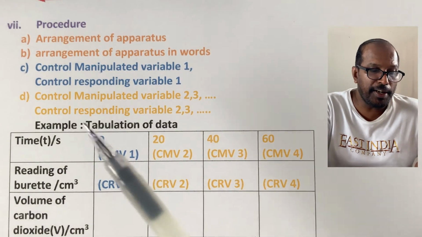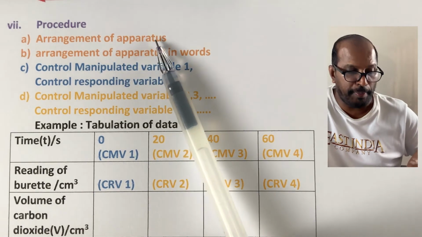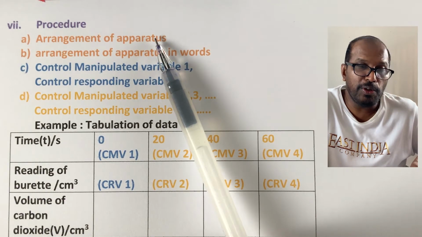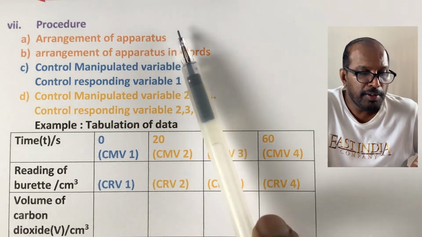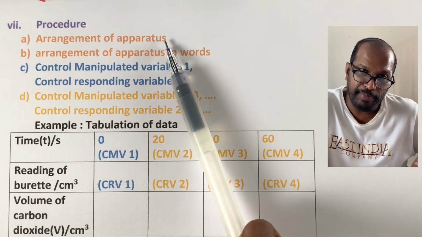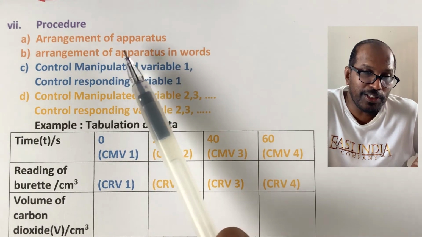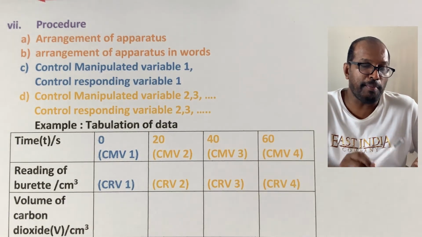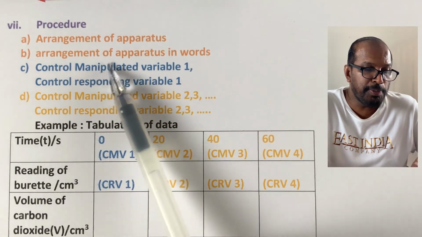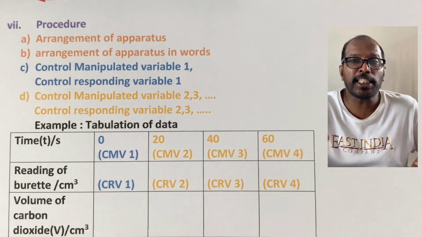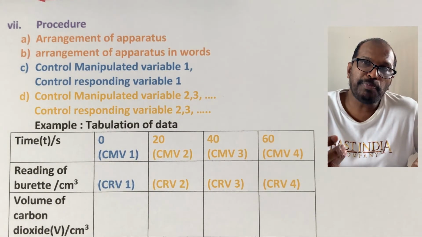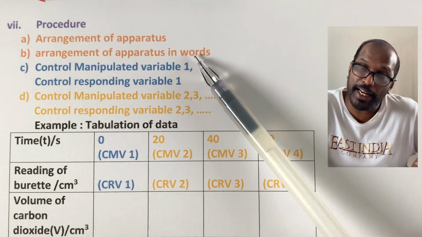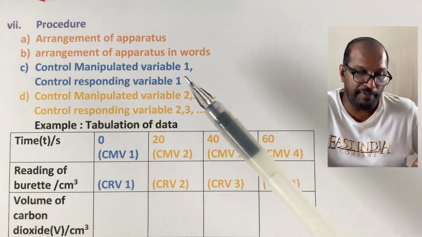First, in the procedure, I need to look into the arrangement of apparatus. So you need to draw a diagram if you can, and sometimes we don't even have a diagram. So if possible, please draw an arrangement of apparatus. Secondly, the second point that I'm looking into is the arrangement of apparatus in words. That means you explain how the experiment is supposed to be carried out, how the experiment is being set up. This is the second factor.